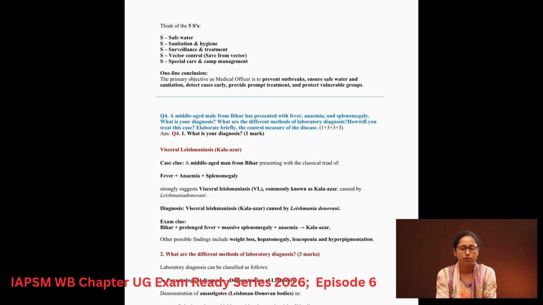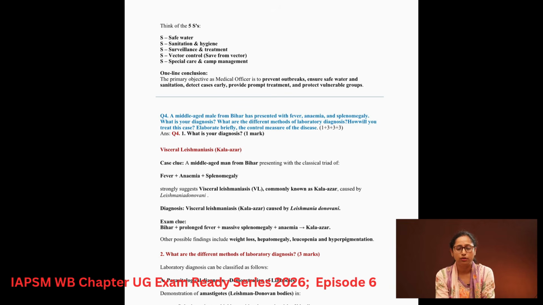Okay. So, now coming to question number 4, a middle-aged male from Bihar has presented with fever, anemia and splenomegaly. Now, what is your diagnosis? What are the different methods of laboratory diagnosis? How will you treat this case, and elaborate briefly the control measures of the disease.